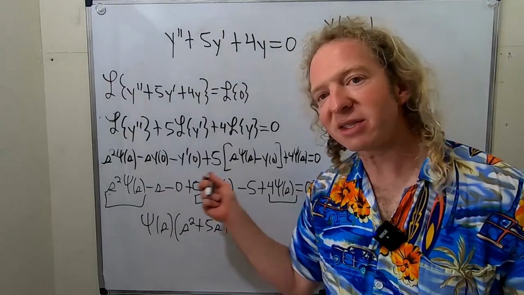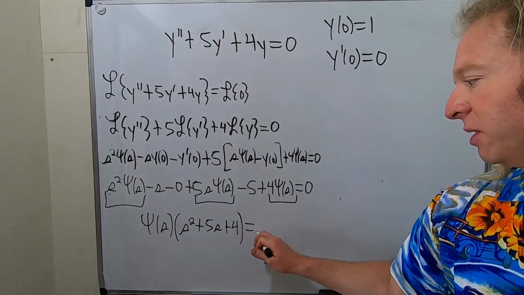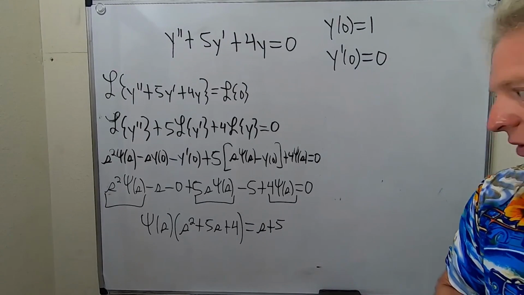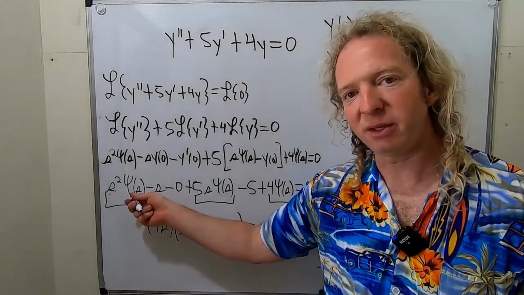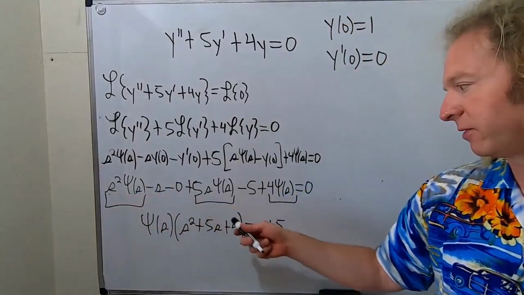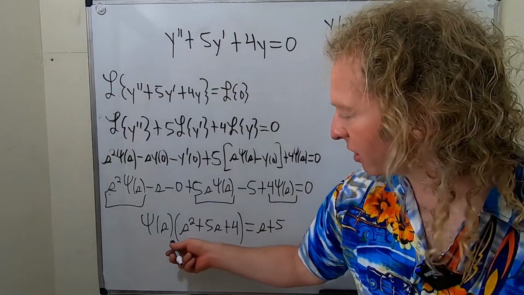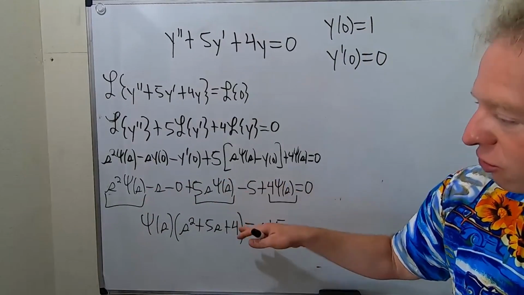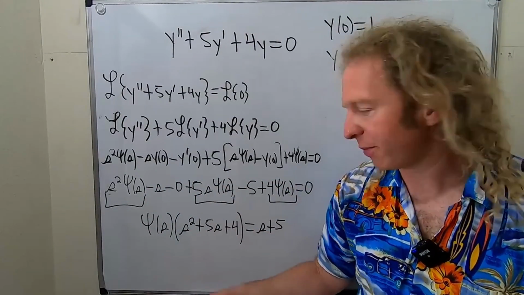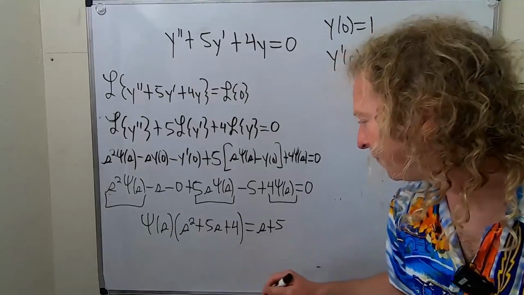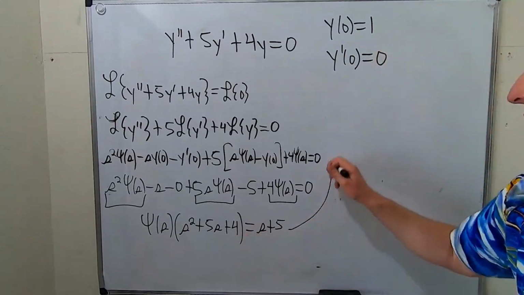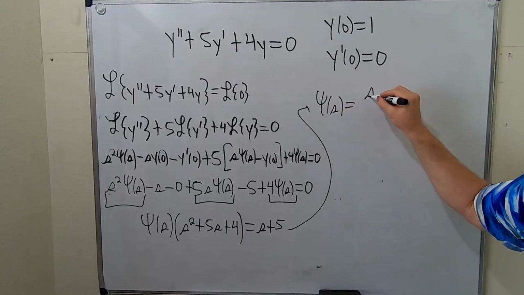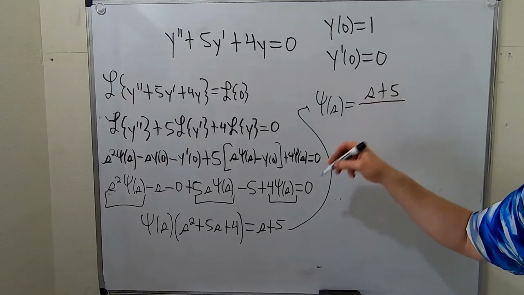Then you can add the s and add the 5 to the other side. This will be s plus 5. Okay, good stuff. So again, we just basically pulled out the ℒ{y} that gave us s squared plus 5s plus 4. Let's go ahead. Oh, so what do you do now? You solve for ℒ{y}, right? So after you get here, you solve for ℒ{y}. That's the next step. So let's divide by this. So we have ℒ{y}(s) is equal to s plus 5 divided by all of this.